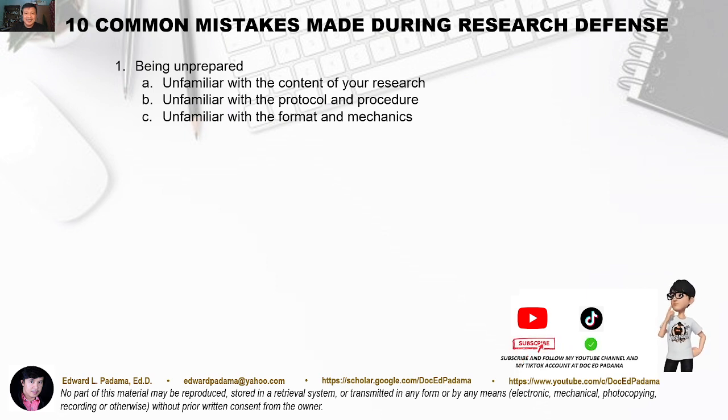Okay? So the wrong way of doing this is when the panel asks you that particular question regarding the respondents, and they see you going like this. And what is worse is that you cannot find the part where you are supposed to find the answers for that particular question, and you keep on looking and looking, and eventually you would be at a loss in that particular question of the panel. So make sure you are familiar with the specific areas and parts of your research paper, and this will fall under the format and mechanics of your research paper.